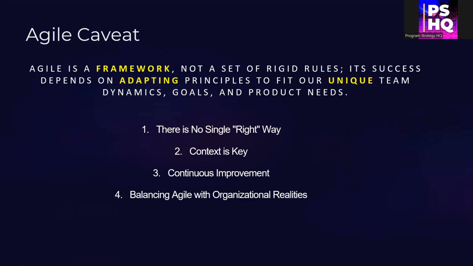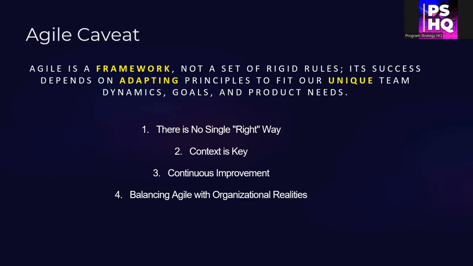Before we discuss and learn more about story points, and for that matter any agile refresher or training session, it will be good to revisit the agile caveat. What it says: agile is a framework and not a set of rigid rules. The success of agile implementation depends on adapting the agile principles, like the story points we are learning now, to fit our unique, specific team dynamics, the goals the team is pursuing, and the products we are building.